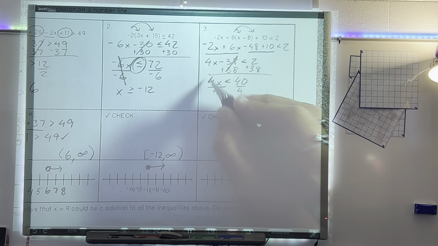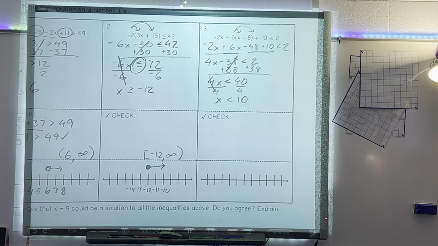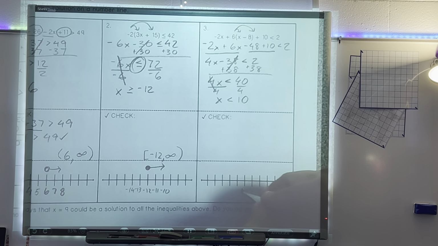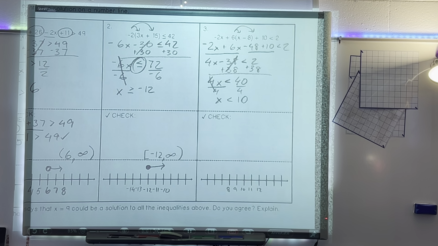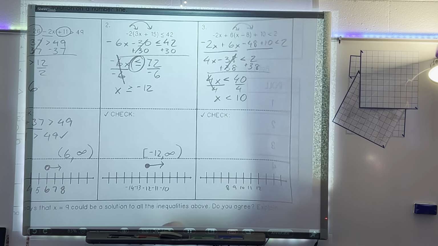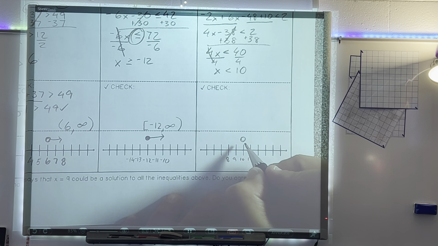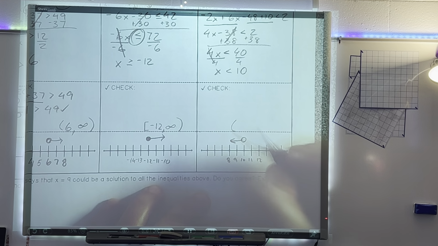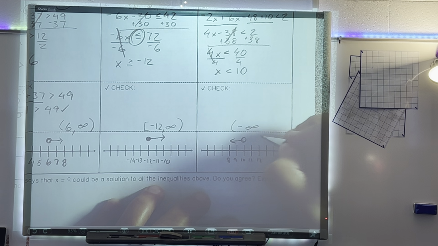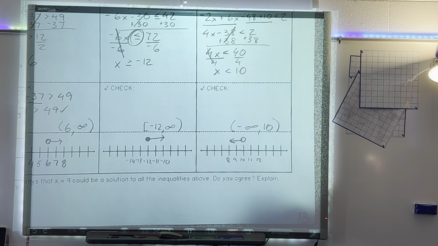Take out our 4. x less than 10. Y'all good there? Alright, so 10, 12, 8. Alright, at 10, what do I have? Open, pointing to the left. Alright, this time interval, what's that gonna look like? Parentheses, negative infinity in front, and then 10, okay. And then I'm gonna close it. Y'all come around this way.